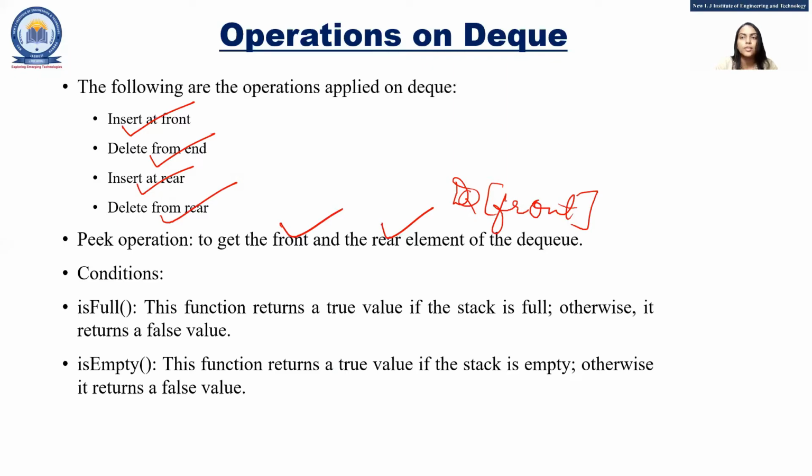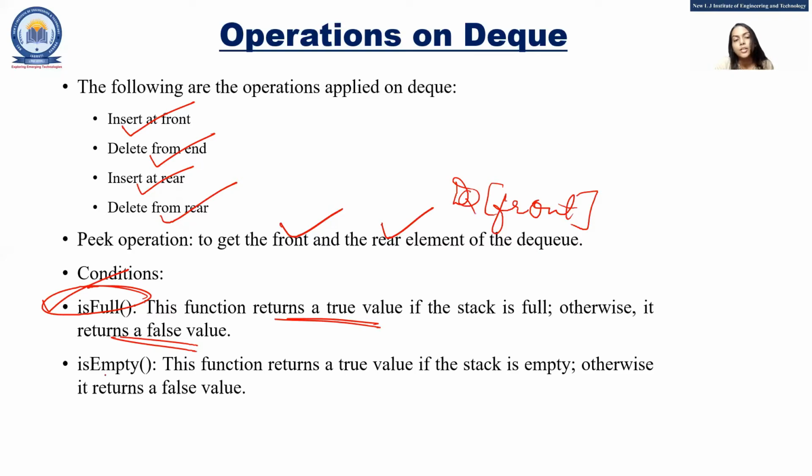There are two more operations. We need to check whether the DQ is full. So we can create a function which returns true if the queue is full, otherwise it returns a false value. Similarly, the second operation: in case of deletion specifically, we have to check whether the queue is empty or not, right?